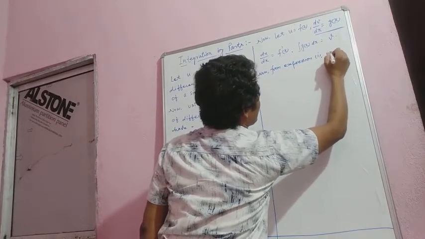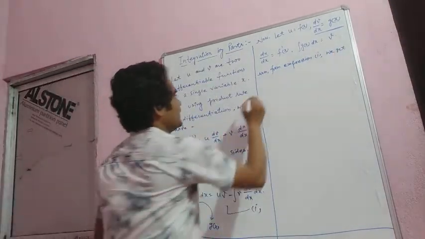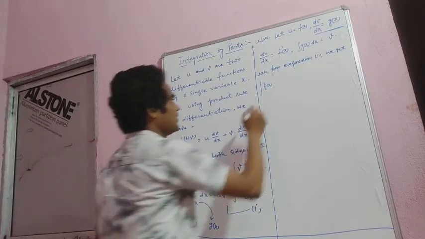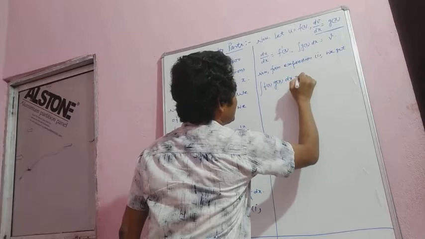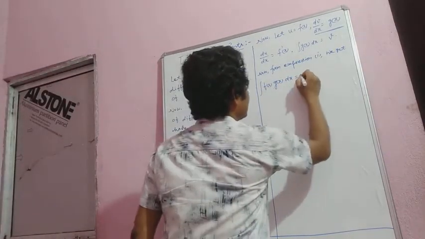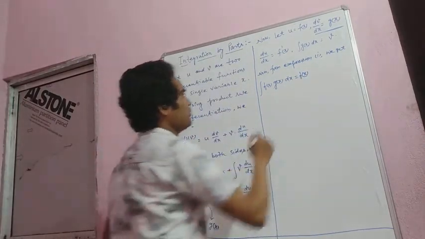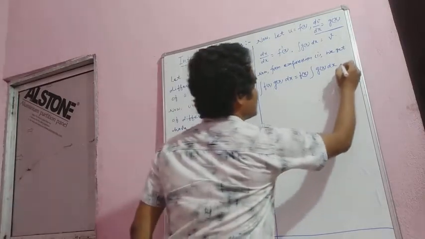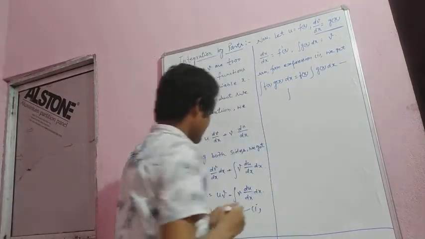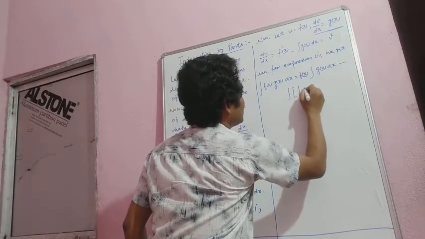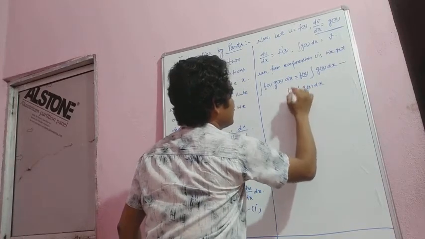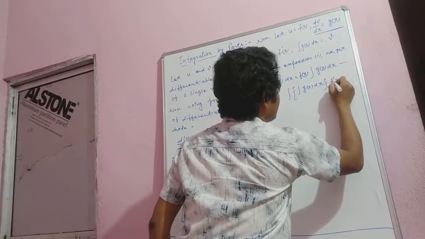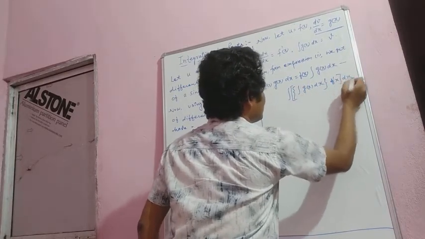Now from expression 1 we get: the value of u is equal to f(x), and dv/dx is equal to g(x). So the integral of f(x) g(x) dx is equal to u times v, that means v is equal to the integral of g(x) dx, minus the integral of v, where the value of v is the integral of g(x) dx, and the value of du/dx is f'(x), with dx for this integration.